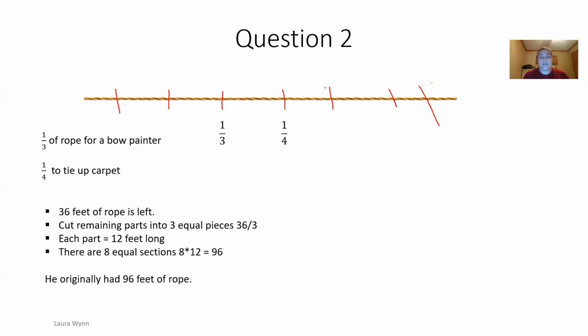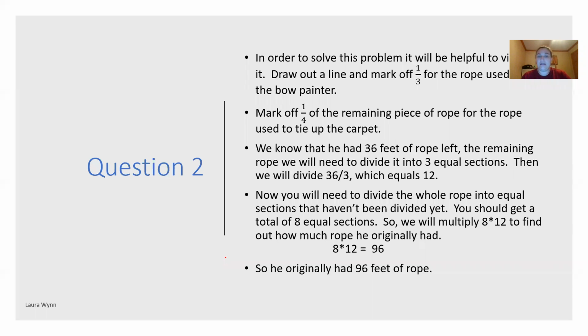Supposed to have 8 sections. I messed up on my calculations, I'm sorry. We all make mistakes. So we're going to have 8 sections of rope, and 8 times the amount each section is, which is 12 feet, gives us 96. So he originally had 96 feet of rope to start out with. And again, here's directions on how to do that.